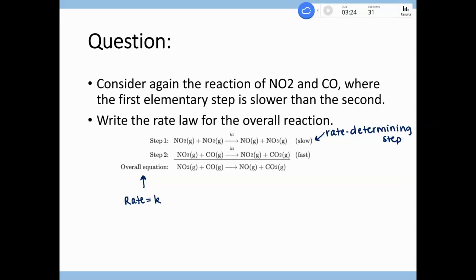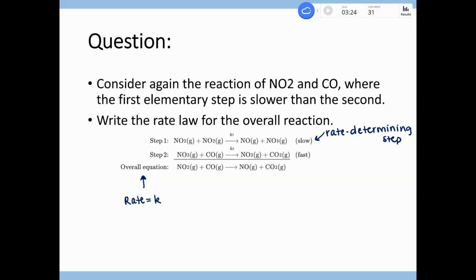Okay, what do we know? Don't tell me the answer yet, but what do we know about the rate of this reaction? What does it depend on? So we're thinking about the rate of the overall reaction. What does the rate of the overall reaction depend on? Step one. Why step one? It's the rate determining step, and we know that because it's labeled as slow. So the rate of the overall equation depends on the rate of step one.